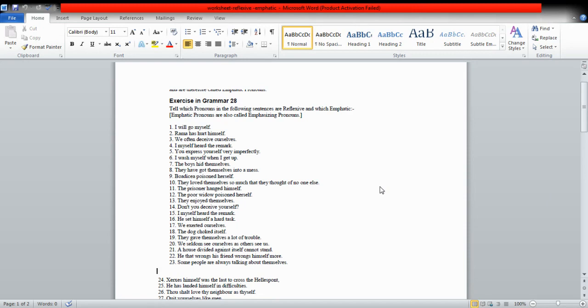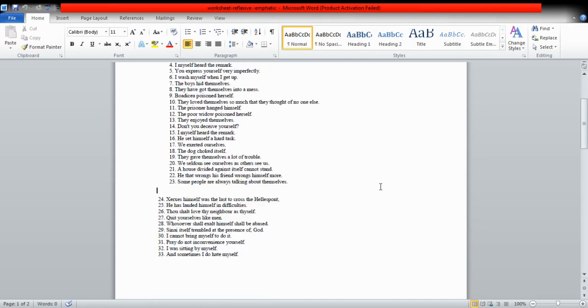Again, this is reflexive. A house divided against itself. Against whom or what? Again, itself is acting as an object over here, so it will be reflexive. He that wrongs his friend wrongs whom? Reflexive. Some people are always talking about whom? Themselves. This is reflexive. Xerxes himself was the last to cross the Hellespont. So, again, this is emphatic because it is putting emphasis on Xerxes. He has landed himself in difficulties. He has landed whom? Himself.